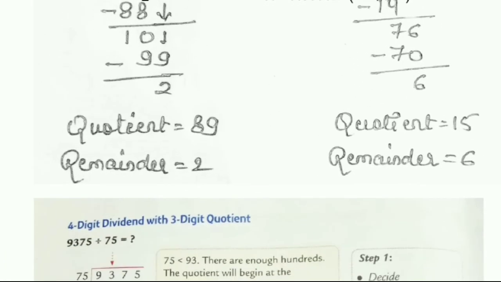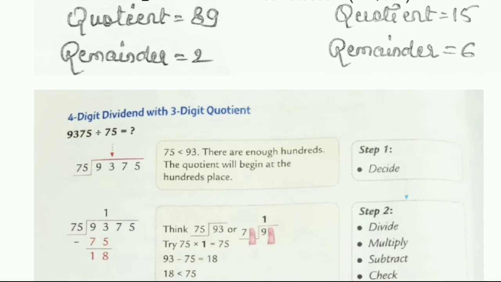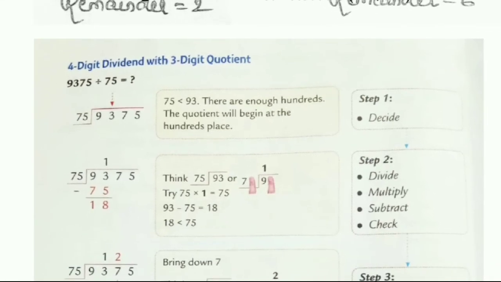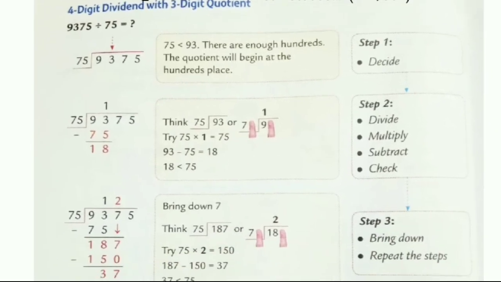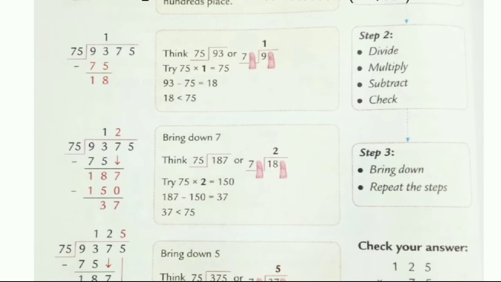The last topic of today's class is 4-digit dividend with 3-digit quotient. Okay, in this one we are having a 4-digit dividend and a 3-digit quotient. See, we will do the same step by step. First decide, then divide, multiply, subtract and check. Then we will see which one will come.